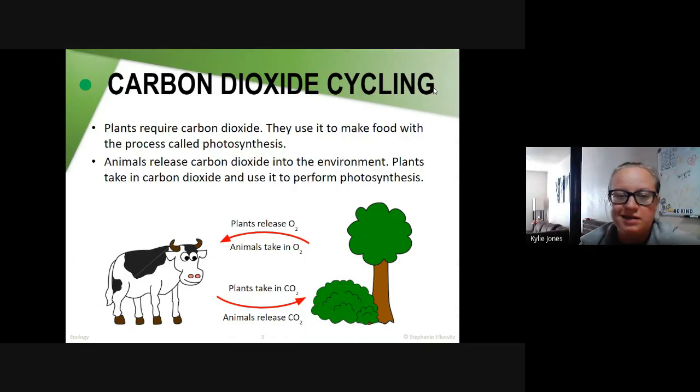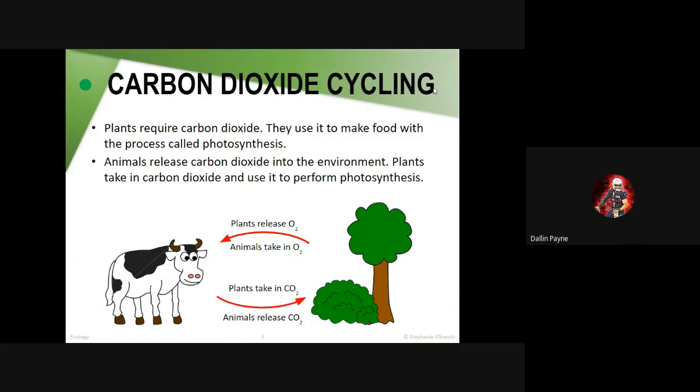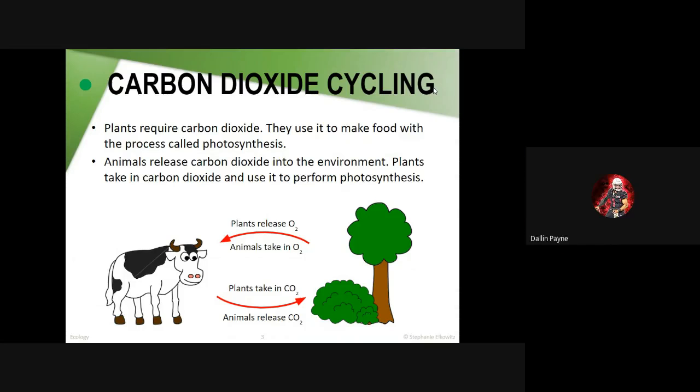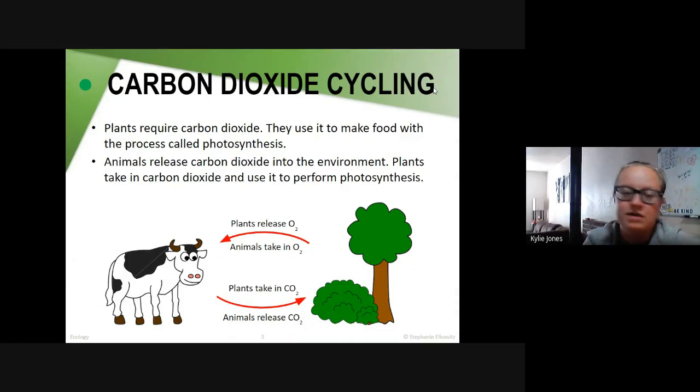Okay, carbon dioxide cycling. This one talks about plants. Plants require carbon dioxide. It's a chemical, right? Carbon dioxide is a chemical. They use it to make food with a process called photosynthesis. Animals release the carbon dioxide into the environment. The plants take in the carbon dioxide and use it to perform that photosynthesis. And then we know that the plants will release the oxygen, which we take in. We breathe out the carbon dioxide, which the plants take in. So it's just circle after circle after circle.